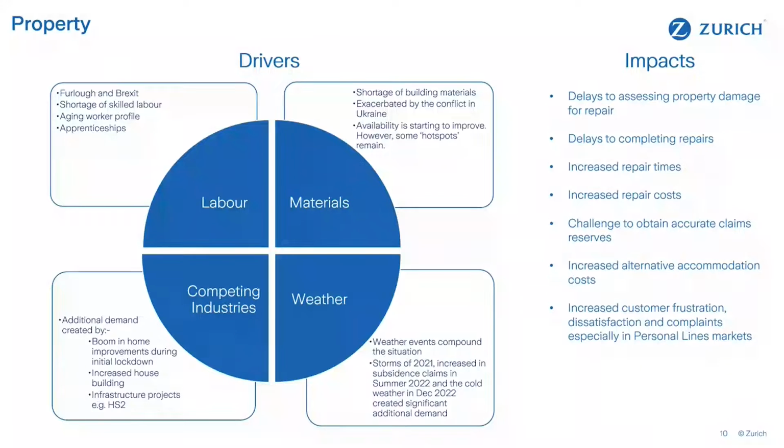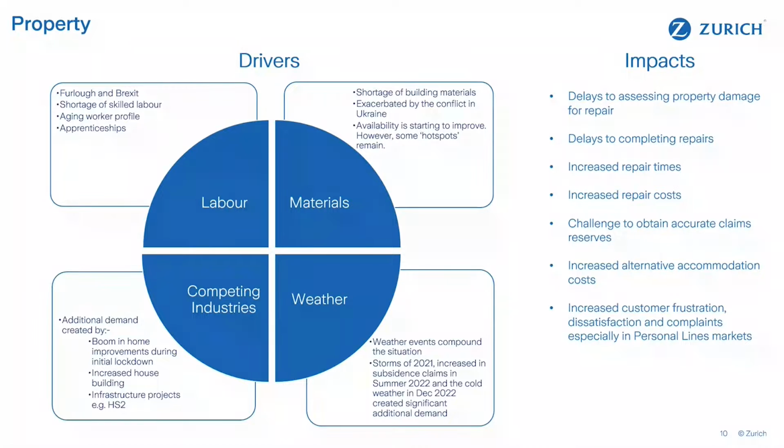Moving on to property, the situation in property is very similar to the motor repair market, and there is a distinct shortage of skilled labour in the property repair industry as well, such as plumbers, joiners, painters and bricklayers, creating another significant capacity challenge in that particular market. Overall, salary inflation was probably around the 5 to 6% mark in 2022 and is forecast to increase by a further 6% this year. We also have more competing industries in the property repair market.